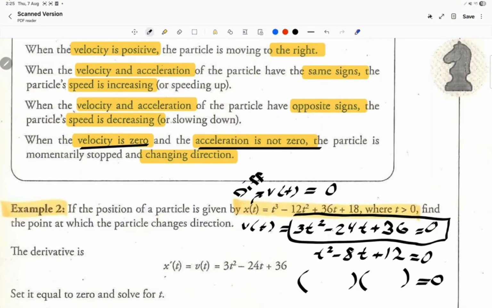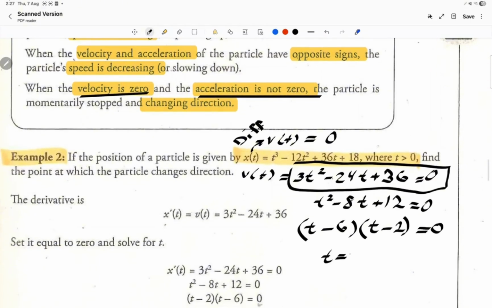Yes. So go ahead. What do I put? T here and t here. The signs are on you and the numbers are on you. Simple factoring. All right, so guys, we're going to have a -6 and a -2. We agree? So t is going to be either 6 or 2.